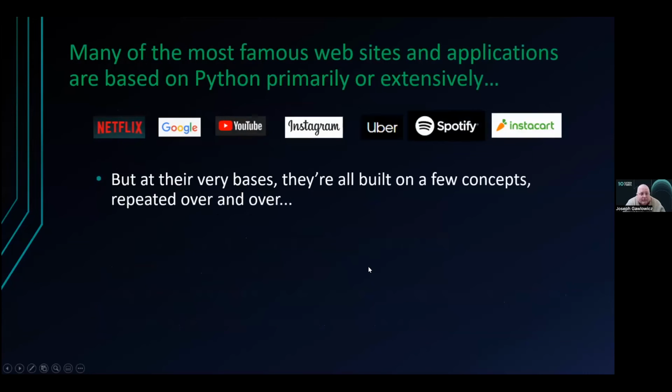And to drive that point home, I have a list here of, I think, 7 different household name apps and companies whose websites and back-end applications are either completely or mostly built on Python. That includes Netflix, Google, YouTube, Instagram, Uber, Spotify, and Instacart. All those different businesses do all sorts of different things.